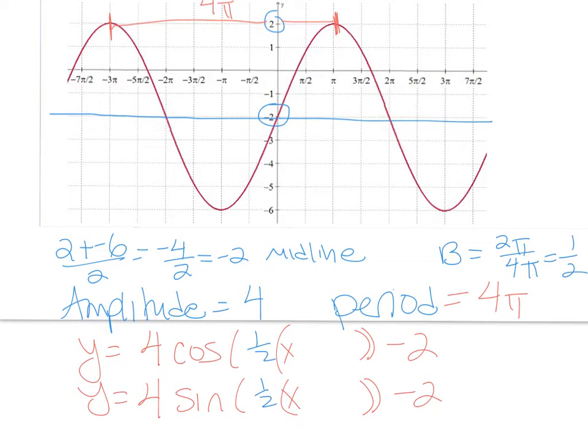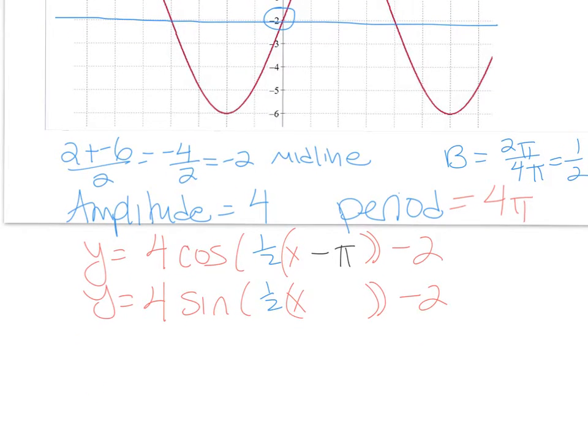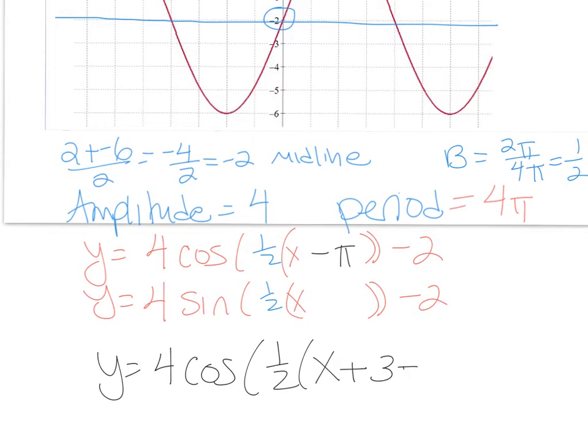And then the horizontal translation, depending on what point I pick, it's going to depend on whether it's sine or cosine. So let me start with cosine. If I look for a maximum, that's shifted to the right pi, so that's minus pi. Another answer could have been to do to the left -3 pi. So left 3 pi is also an answer.